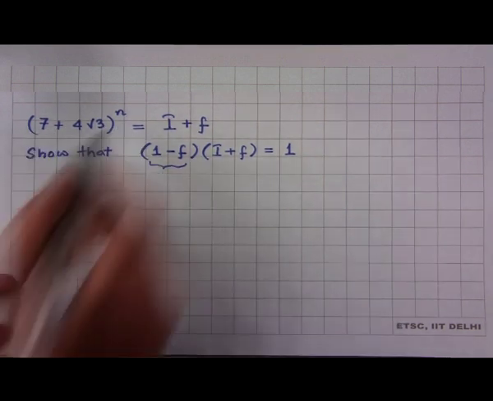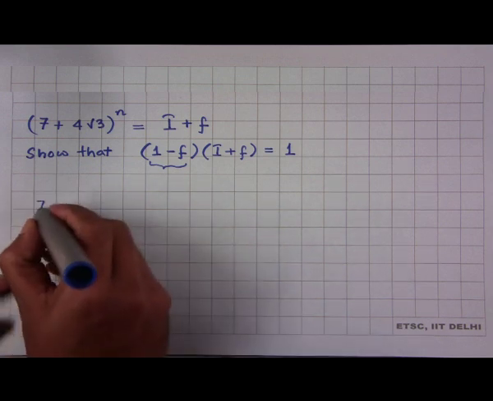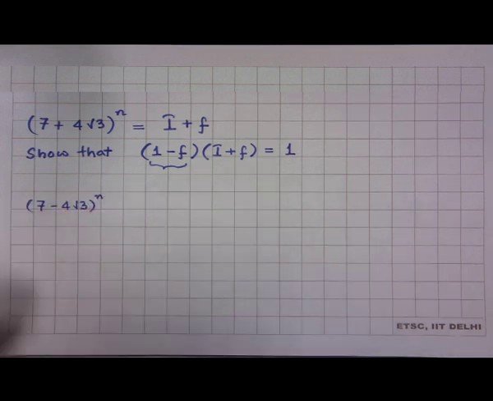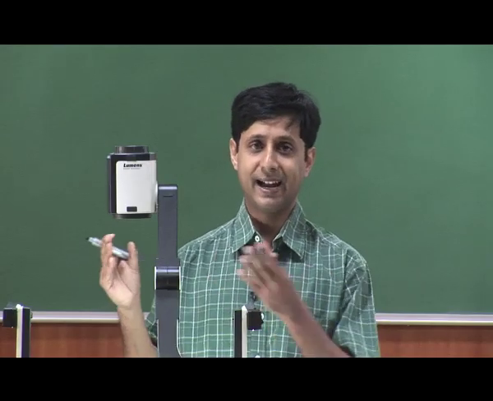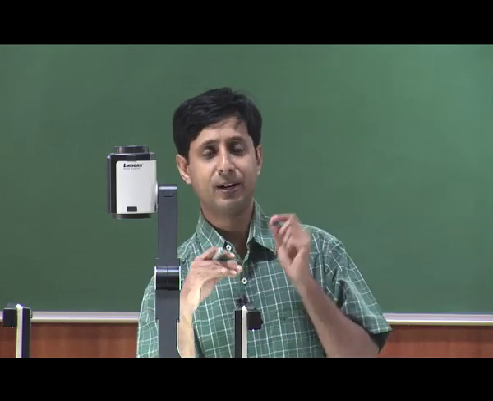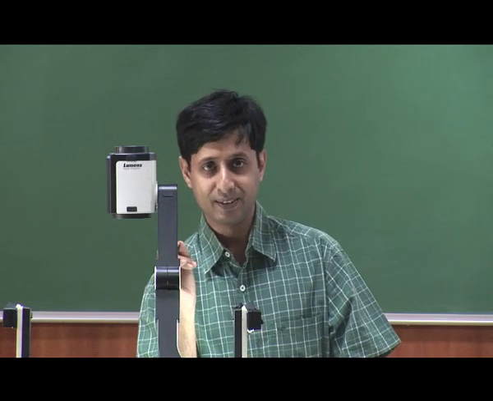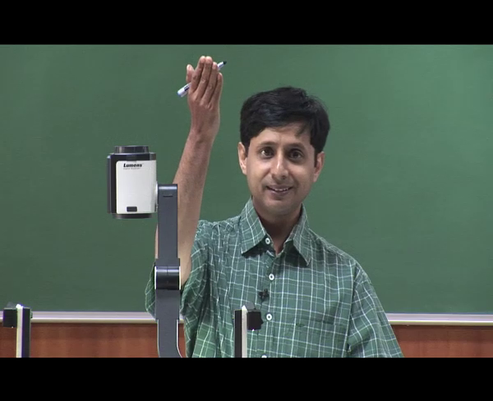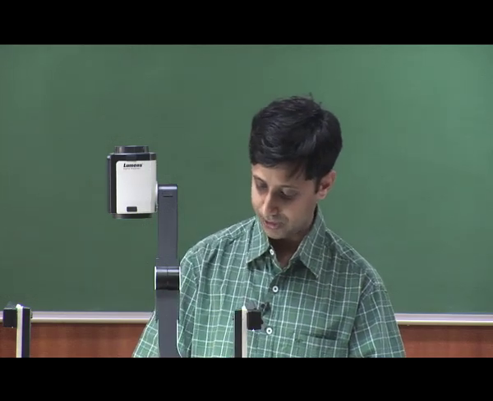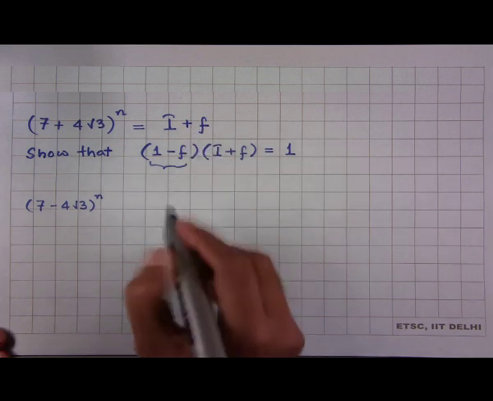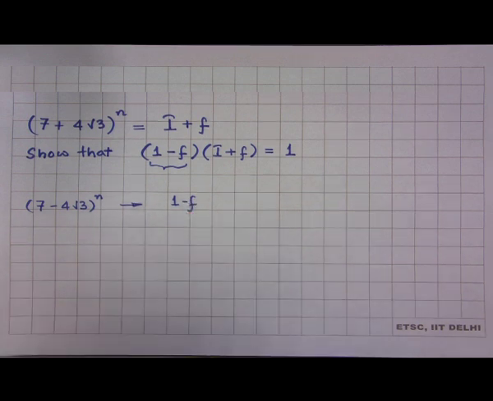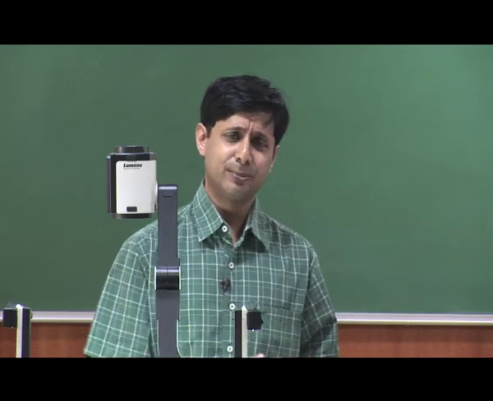So, you know 7 plus 4 root 3, what is 7 minus 4 root 3? Whole power n, that will also have an integer part and a fractional part. Now, let us not think about the integer part right now. The fractional part of this will be 1 minus the fractional part of the original. So, if the original is f, then the fractional part of this is 1 minus f.